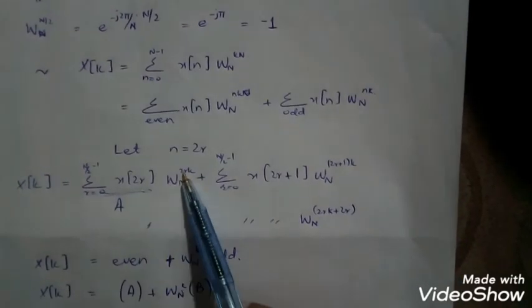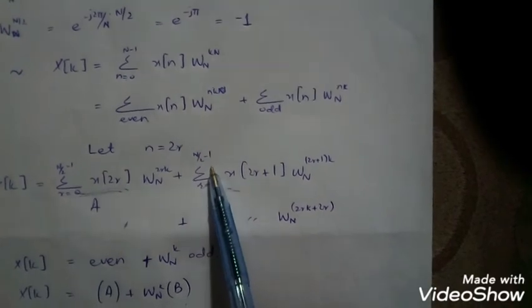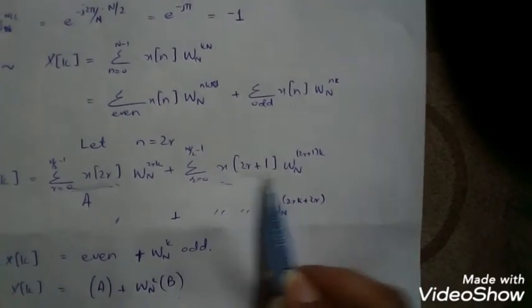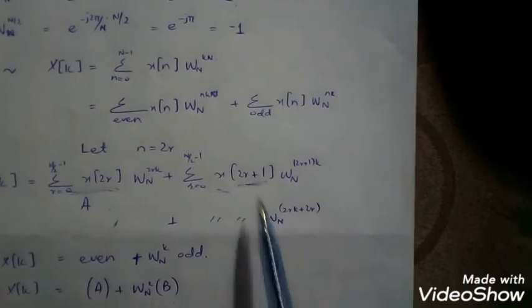Let's suppose this is a, and a is multiplied with the W of n up to 2rk, but in case of the odd equation it will be the summation of r equals 0 to n divided by 2 minus 1 multiplication of 2r plus 1. Here this is equal to A, the even equation, and this will be equal to the odd function. So the equation will become x of k is equal to even plus W of n up to k into odd.